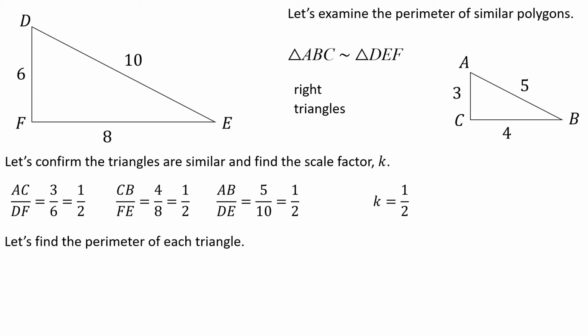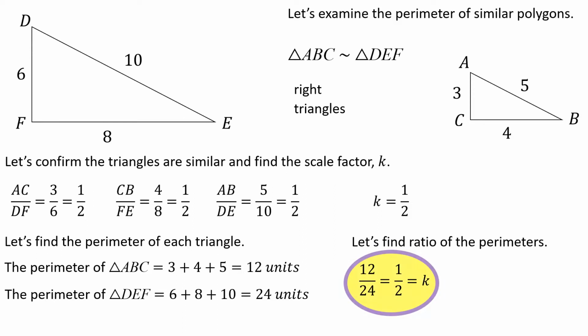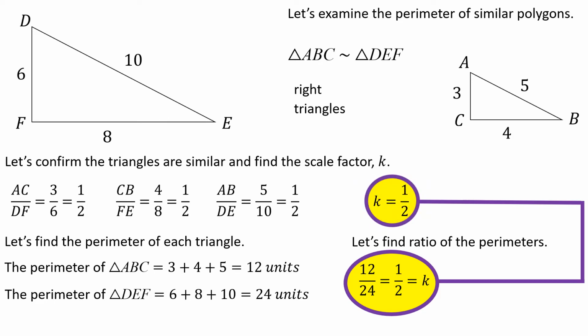Find the perimeter of each triangle. I'm going to do the small triangle first. 3 plus 4 plus 5 is 12. I don't see any labels, so I'm just going to put units. The larger triangle, triangle DEF, add the sides, I get 24. And if I look at the ratio of the perimeters, surprise, surprise, I get 1/2, which of course is identical to the scale factor of the triangles.